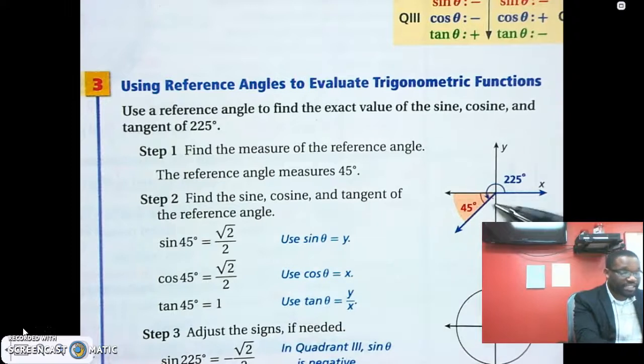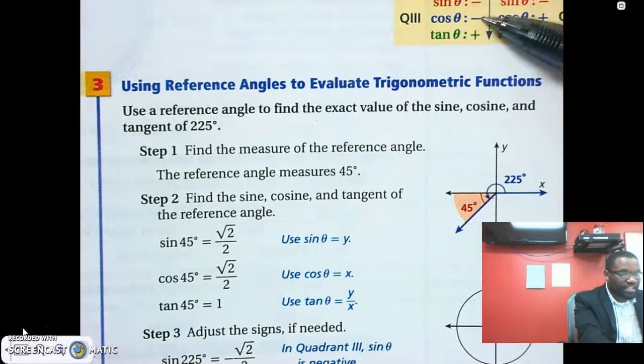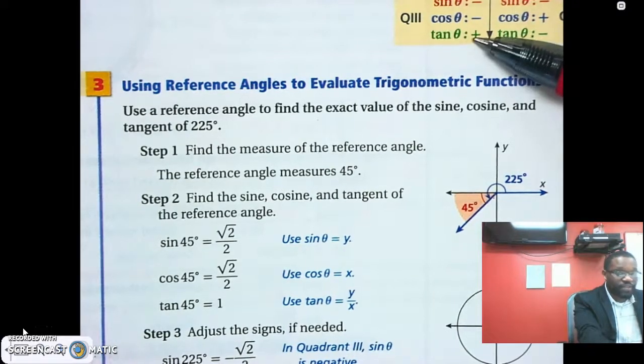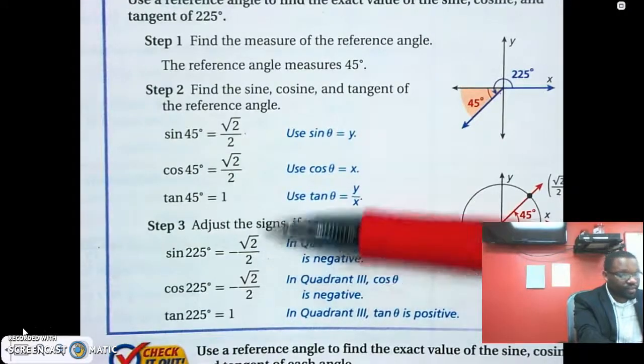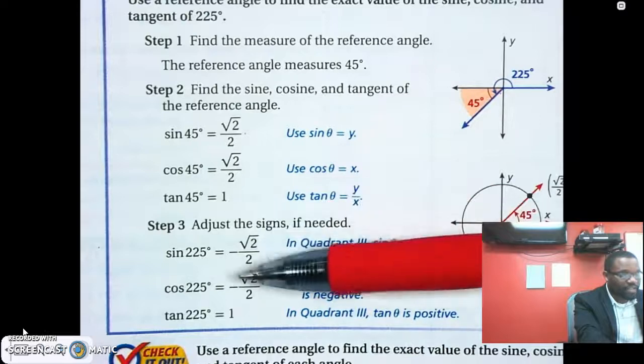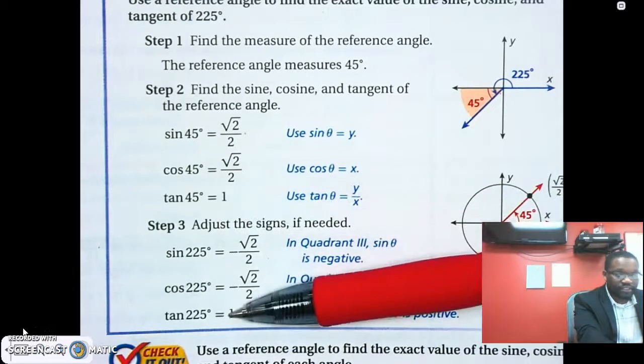Now, since this angle here, pay attention, is in the third quadrant, notice what we notice here. The sine is actually negative in the third quadrant. The cosine is actually negative in the third quadrant, and the tangent is positive. So what does that mean? The sine now becomes negative. Cosine now becomes negative. The tangent was already positive, and so it stayed positive.